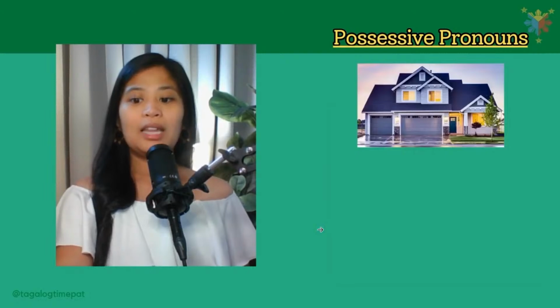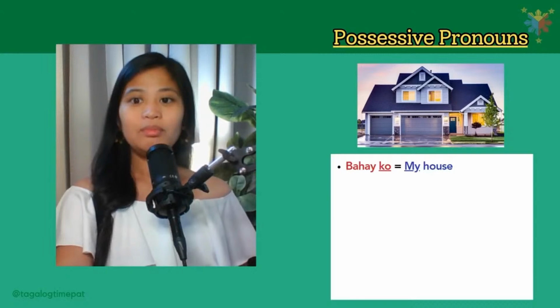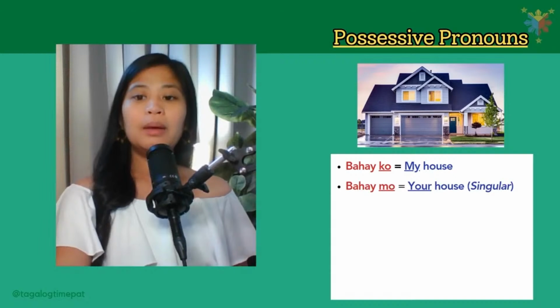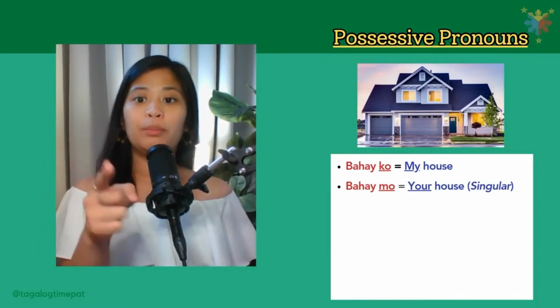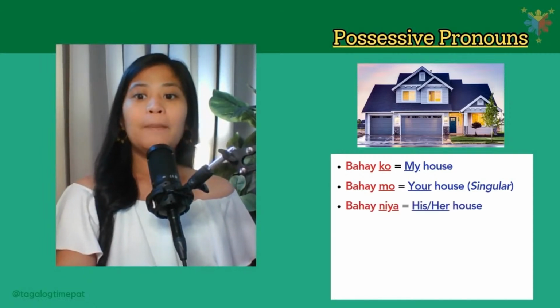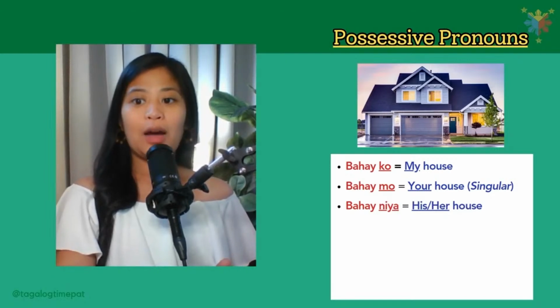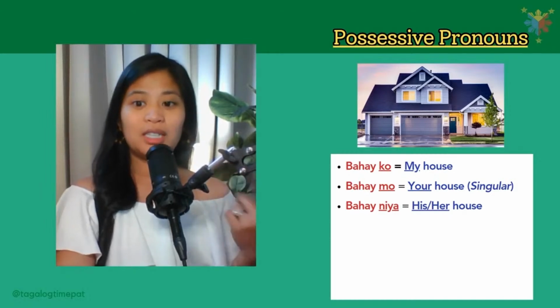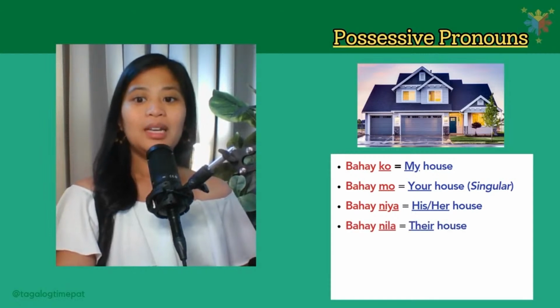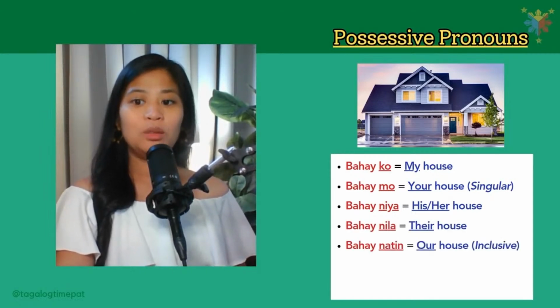So let's take a look at the noun house. In Tagalog, house is bahay. Bahay ko is my house. Bahay mo is your house, singular. So that's just you, one person, your house. Bahay niya, his or her house. So niya is gender neutral. You really have to focus on the context of the sentence to determine who someone is talking about. Bahay niya. Bahay nila, their house.